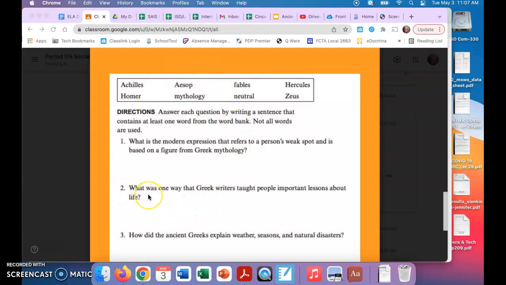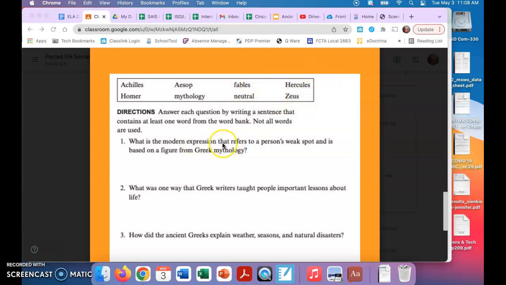Number 2. What was one way that Greek writers taught people important lessons about life? That was back in the reading. So what was that called? Those things that taught us important lessons about life. Which one of these words? Maybe I should go through these words real quick before I go on. So we have Achilles, Homer, Aesop, mythology, fables, neutral, Hercules, and Zeus.